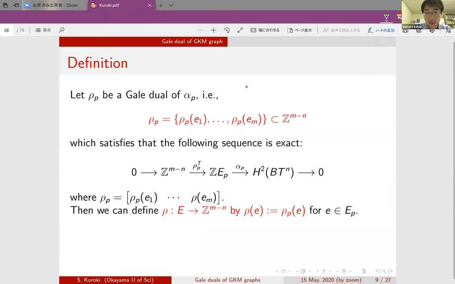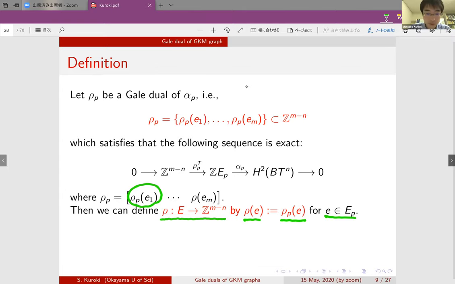the label on edges. So we say it's a row whose target space is Z^{m-n}, which is defined by rho_P as on a rho_P. Rho_P appeared here. So now this e is one of the orthogonal edges from P. And we call this new labeled graph a Gale dual of the GKM graph.